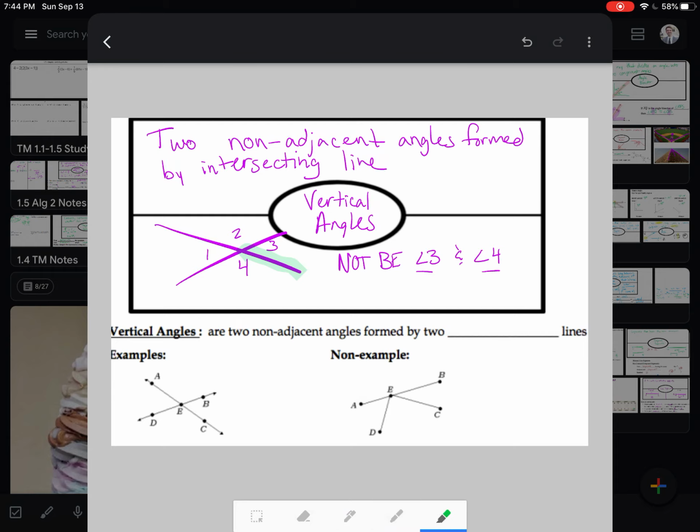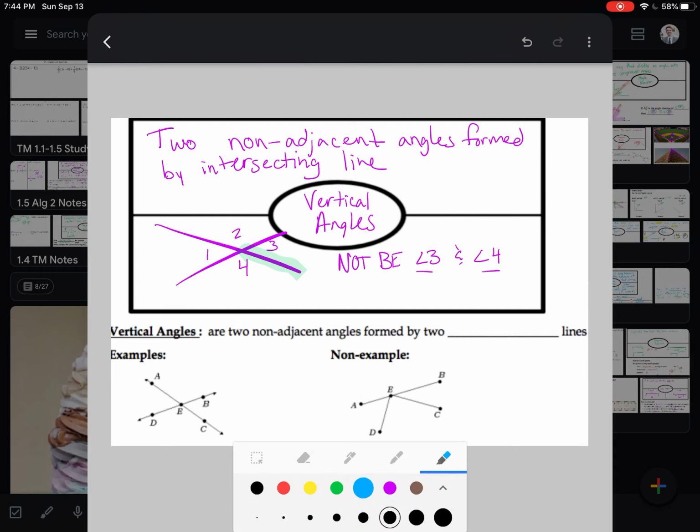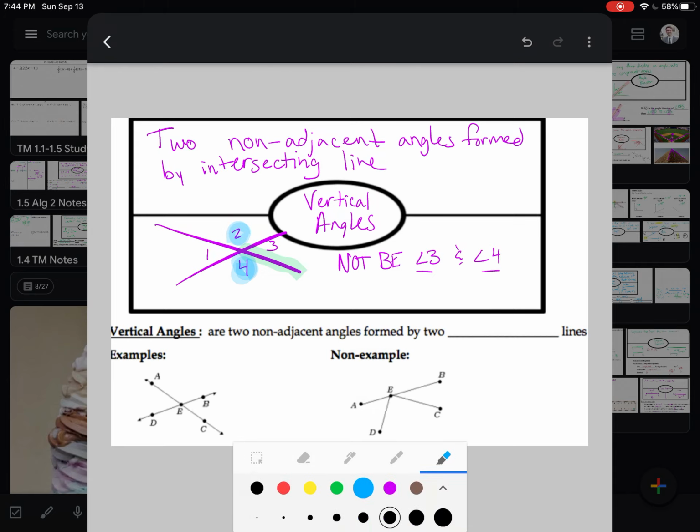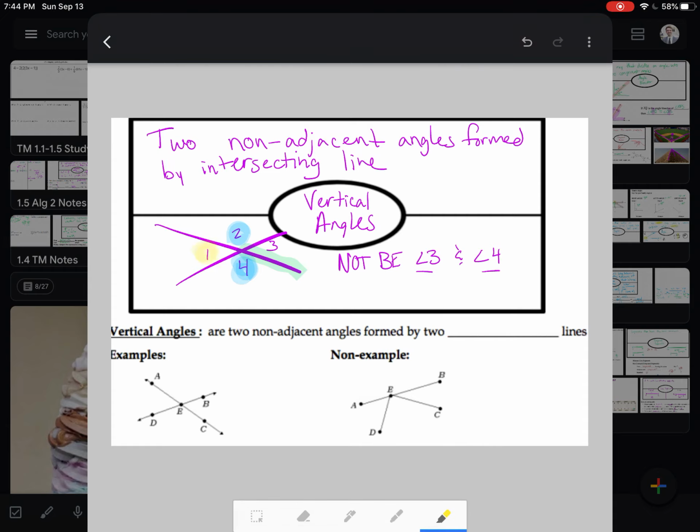That's the way that I kind of think about it. So I'll go actually back to highlighting here. I'll just choose a new color. So 4 and 2, directly on top. They don't share any sides. They do share a vertex though. So those are vertical. And then let's do it in another color. 1 and 3 are vertical. So our pairs would be 2 and 4, and 1 and 3.